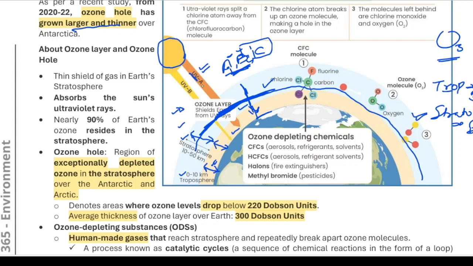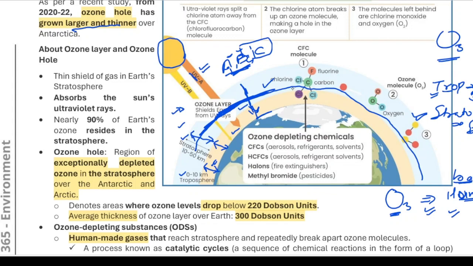Okay, and why do we call it bad ozone in the troposphere? Because when the ozone molecule enters the human respiratory system, it damages it and creates breathing difficulties and also irritation in the eyes. So this molecule, when present in the troposphere, creates problems for life forms. Hence, it is called bad when it is present in the troposphere. Okay, I hope this is clear to you.